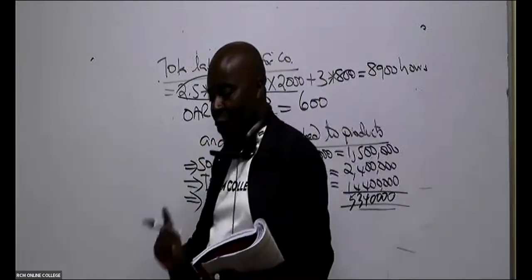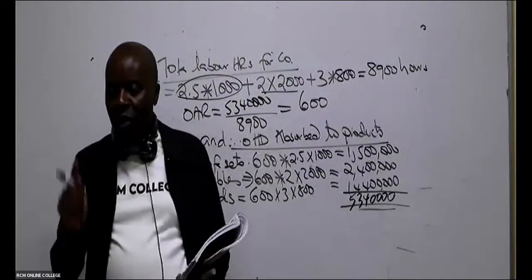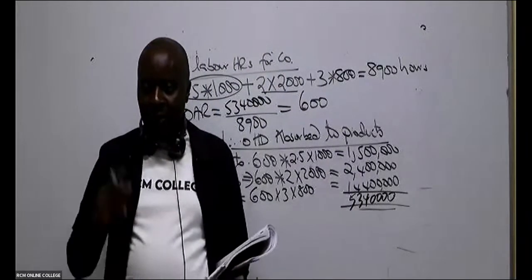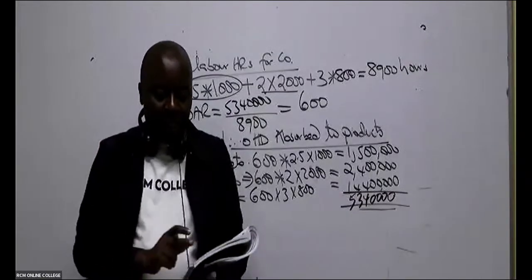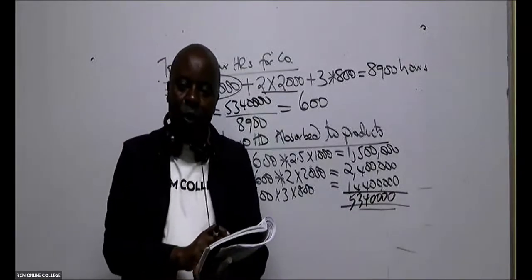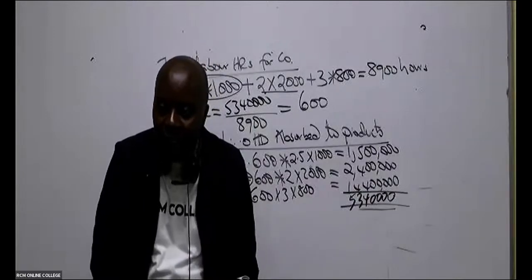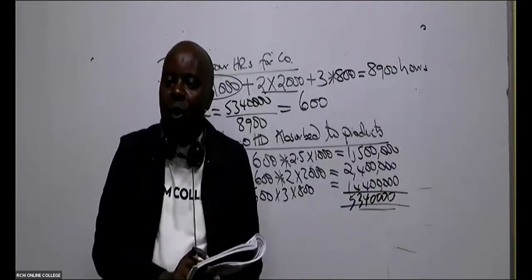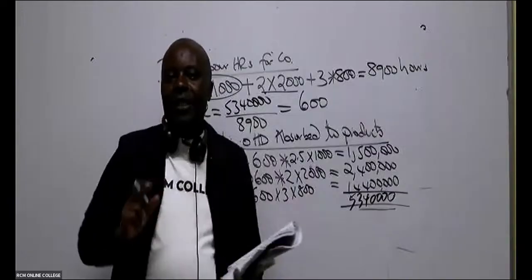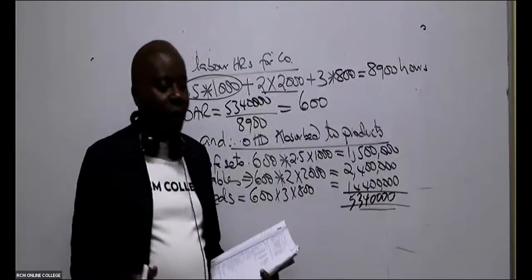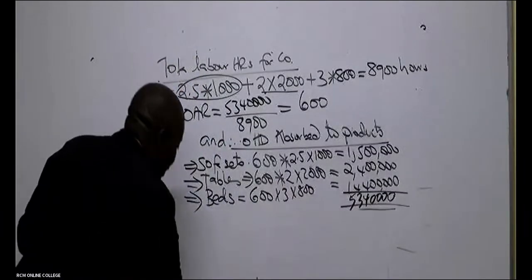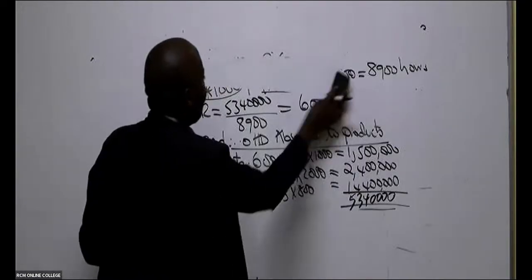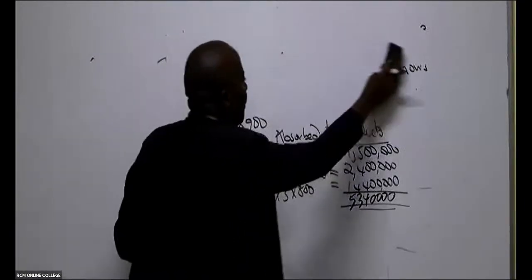But now, ladies and gentlemen, you don't stop there. You must always read the question that the examiner has given you, not once, not twice, but severally. This examiner asked us to calculate what a unit cost. So basically, he wants us to do a cost statement. So come here and give us cost statement.